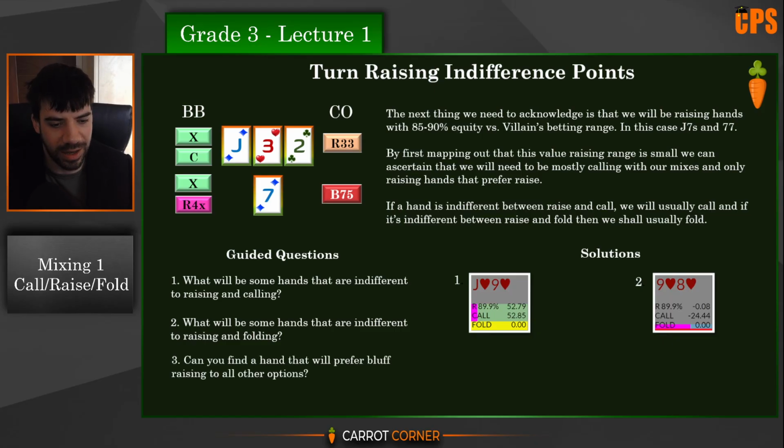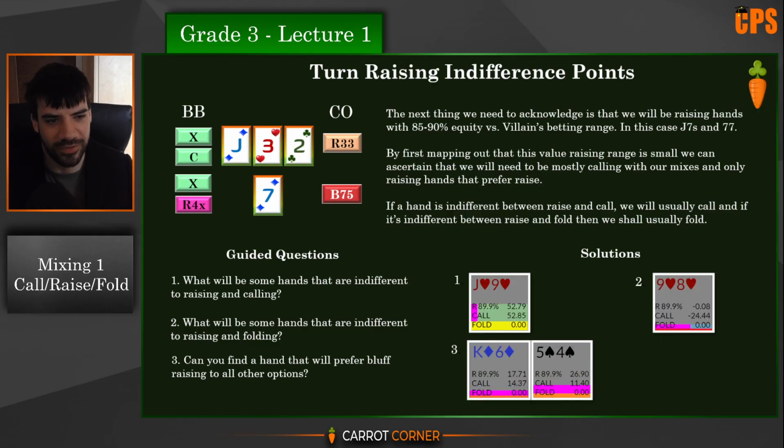Can you find a hand that will prefer bluff raising to all other options? This has to be something with more EV than 9-8, so it's no longer indifferent. And this also has to be something that doesn't have the showdown value to prefer calling. So we're looking at bad flush draws. Not bad flush draws, but showdown valueless flush draws or good straight draws without showdown value. I think the biggest illustrative example of this is the 5-4 of spades. This is a hand that has so much going on that it's a big mistake to fold. It's actually better to call than to fold with the 5-4 of spades.